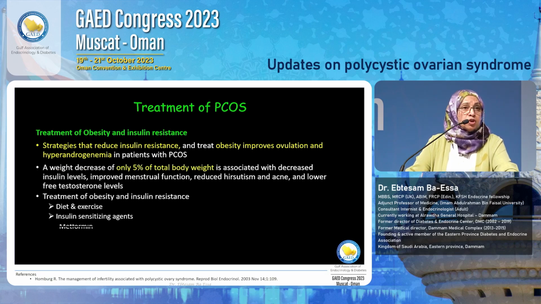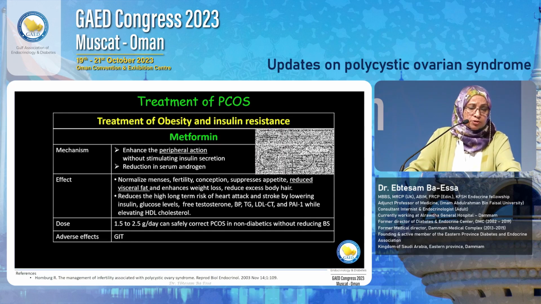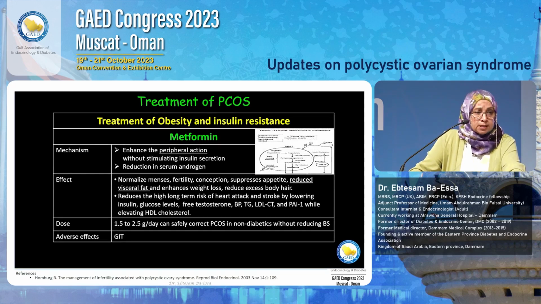These are the strategies to reduce obesity and weight, and it has been shown that a 5% reduction of weight will result in improvement in the condition and the symptoms, as well as insulin resistance. Metformin is the top of the list, and it enhances peripheral insulin action.